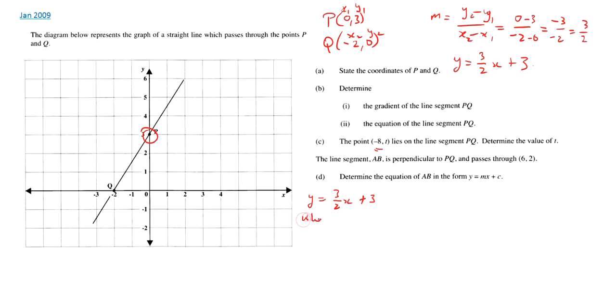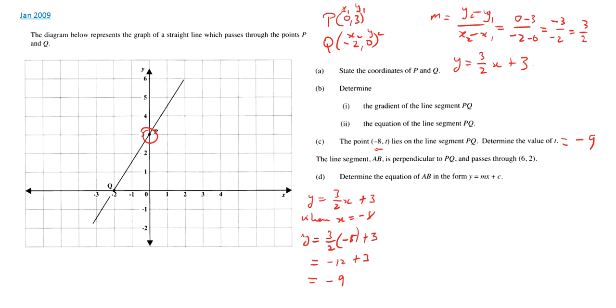So when x equals minus 8, y is equal to 3/2 by minus 8 plus 3. And this will give me 2 into 8 is 4. So 4 threes are 12. So it's minus 12 plus 3, which will give me minus 9. So therefore t is equal to minus 9.